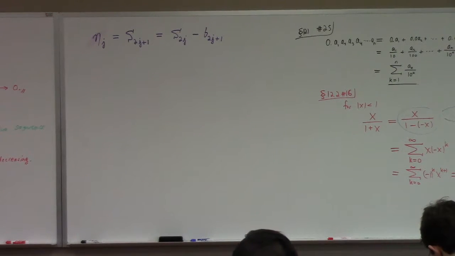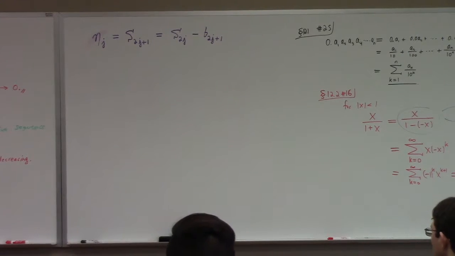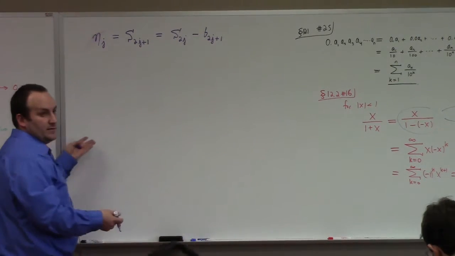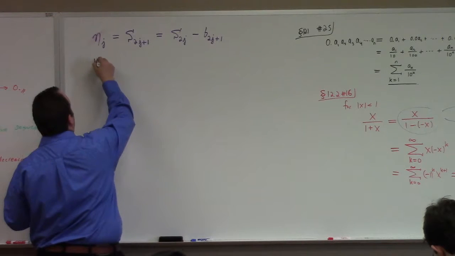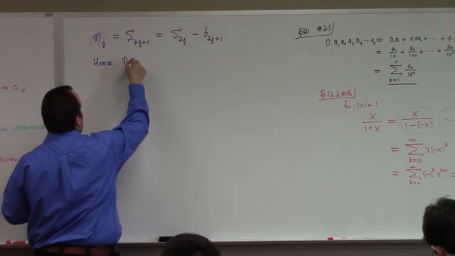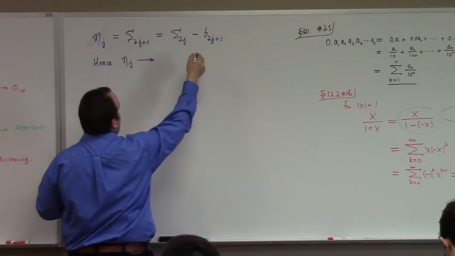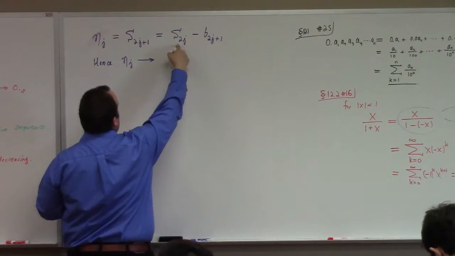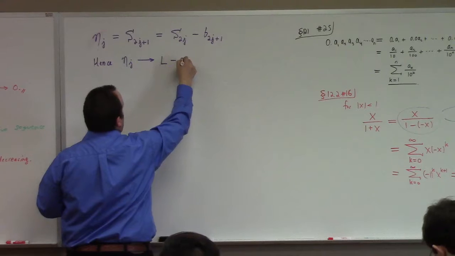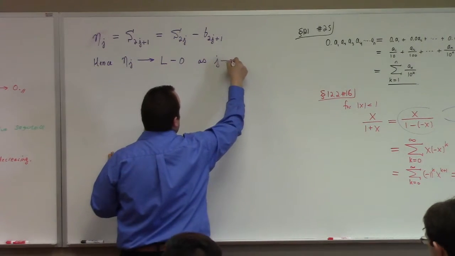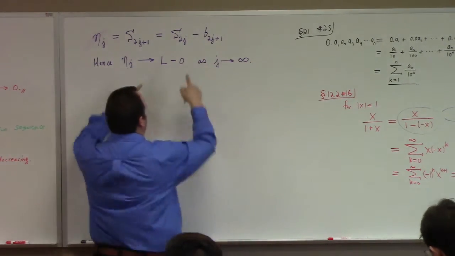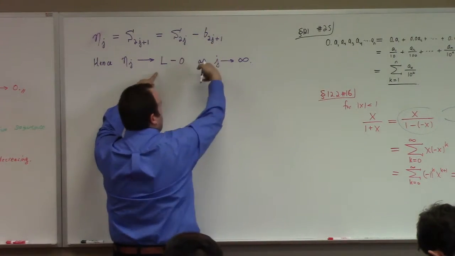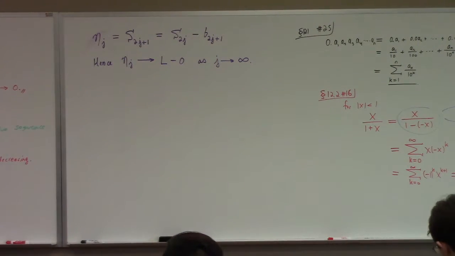Now, so what do you get then? So this is the hard work. We don't have to work so hard for this one. Hence, eta sub j goes to L minus 0 as j goes to infinity, right? This goes to L, that goes to 0, because we're assuming that b sub j goes to 0. That's where we finally used that the limit of b sub k goes to 0. We hadn't used that up to this point.